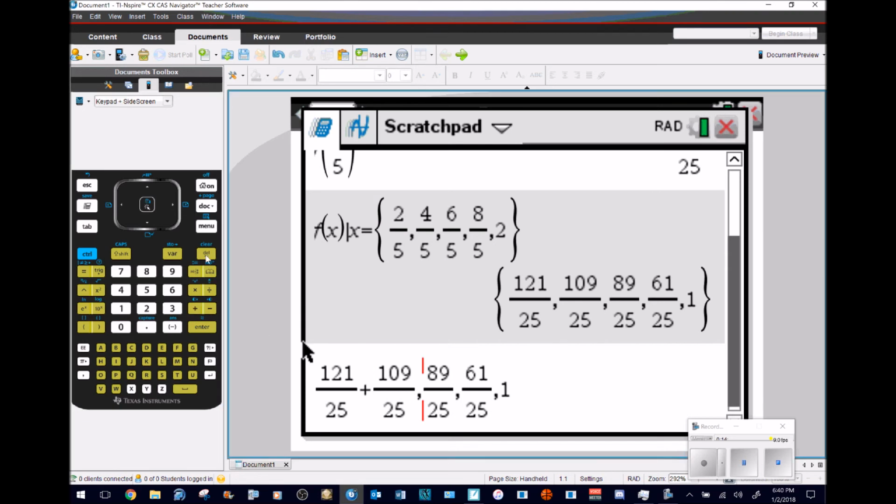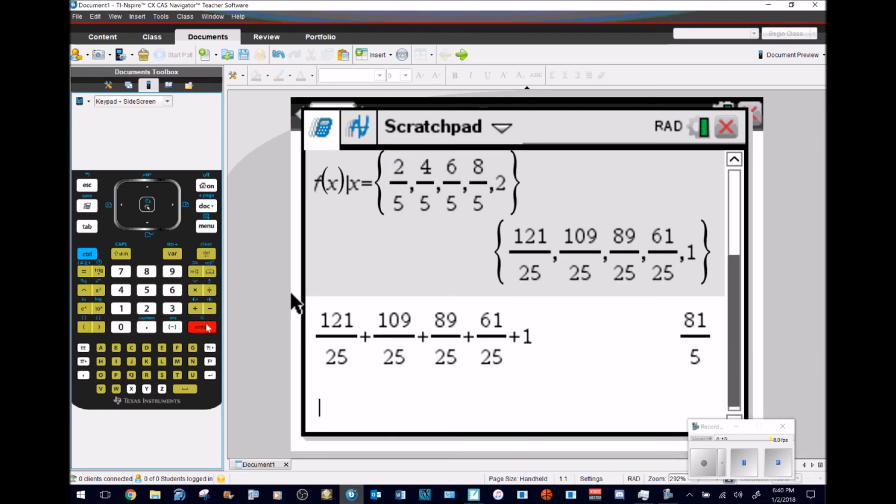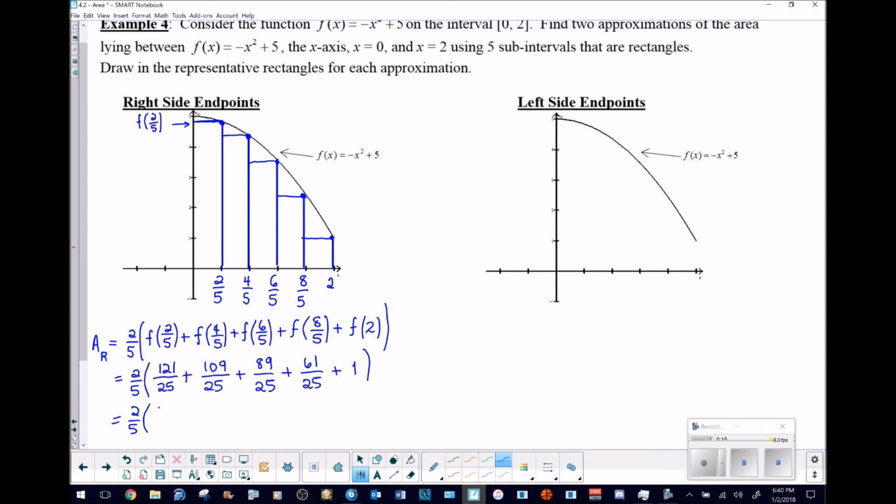And upon doing that, you will be able to hit enter, and then that will spit out the final answer as a nice simplified improper fraction, 81/5. So we know that all of these terms add up to make 81/5, which means our final result, 162/25, is going to be pretty easy to find.